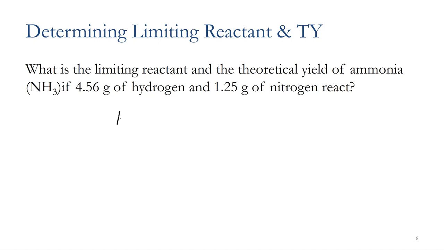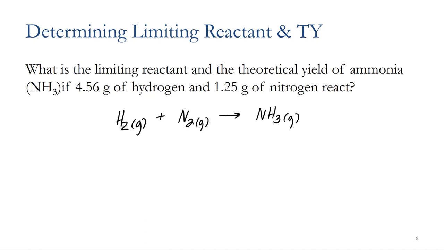All right, so hydrogen is a diatomic element, so that's, of course, going to be H2 gas reacting with nitrogen, N2, to produce ammonia, NH3. All right, and so let's balance this chemical equation.